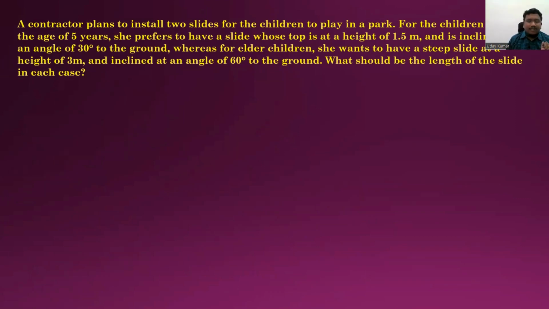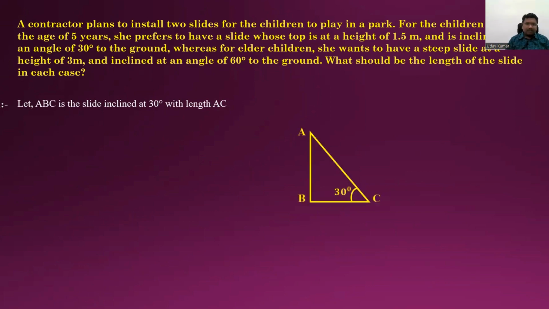For both the slides, we have to find the length, not the height. Height means altitude, which is already given. They are asking us the length. Okay. So first let us write the information followed by the picture along with that. Let ABC be the slide inclined at 30 degrees with AC. Means ABC, a triangular shape. In that, AC is the slide, and AB is the altitude of the slide maintained with the ground. AC is the slide. The slide is making an angle of 30 degrees with the ground.